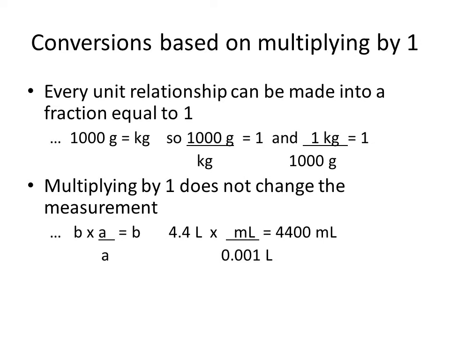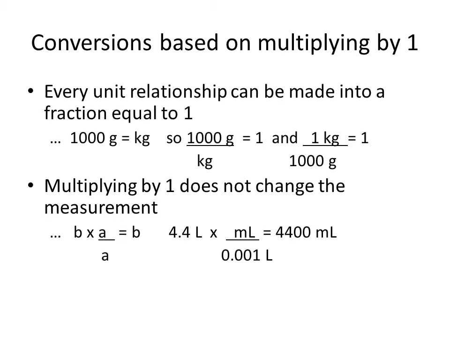Conversions are just based on multiplying by 1. Let's see how this can be. Let's look down here. If you look at this setup right here, b times a over a equals b, you can see this fraction is basically equal to 1. Why? Because a over a is equal to 1. When I multiply b by a over a, I get b back, and there's no change to the measurement. If this were a measurement, I haven't changed the measurement because I'm multiplying by 1. And that's just what we want to do in a conversion. We don't want to change the measurement, we only want to change the way it's being expressed.